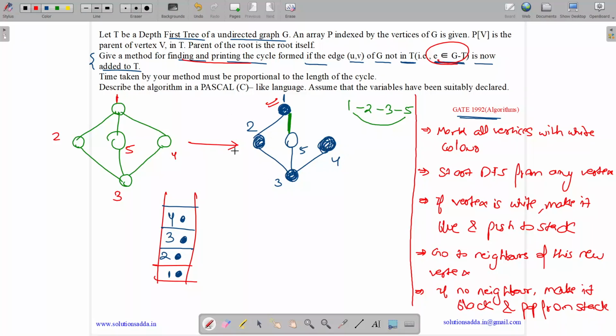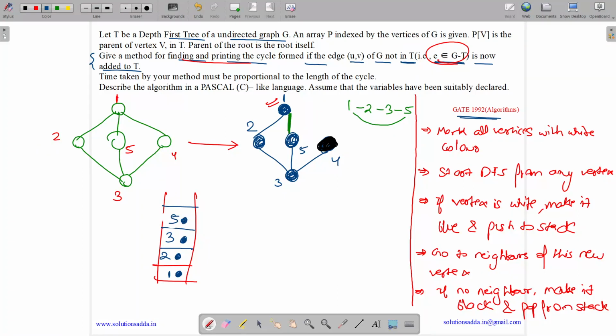So 4 does not have any neighbor, so we color it black. So this one is now colored black, not blue, and we pop it from the stack. 4 is popped from the stack. Okay, now where do we go? We go to the stack top, 3, and check its neighbors. Does it have any unvisited neighbor? Yes, it has 5. So we make it blue and push it to the stack.